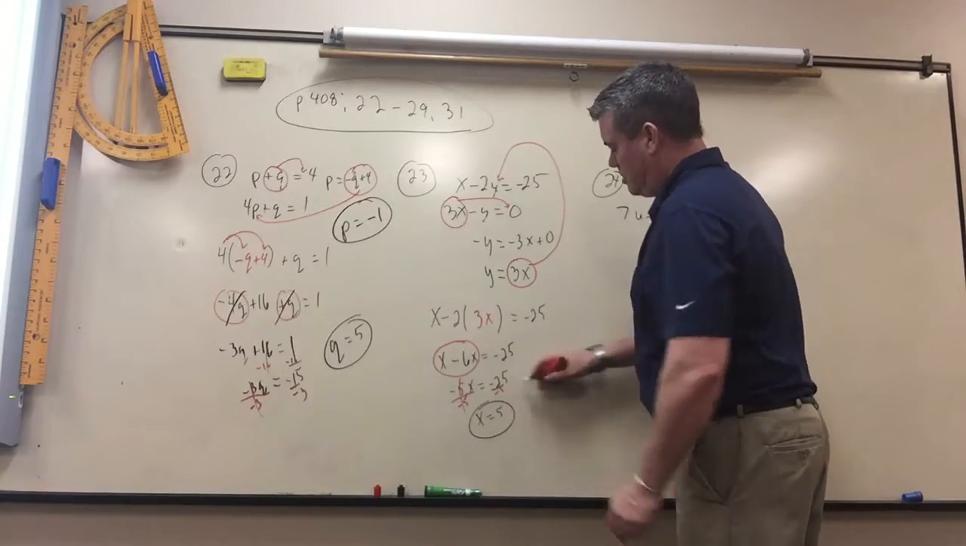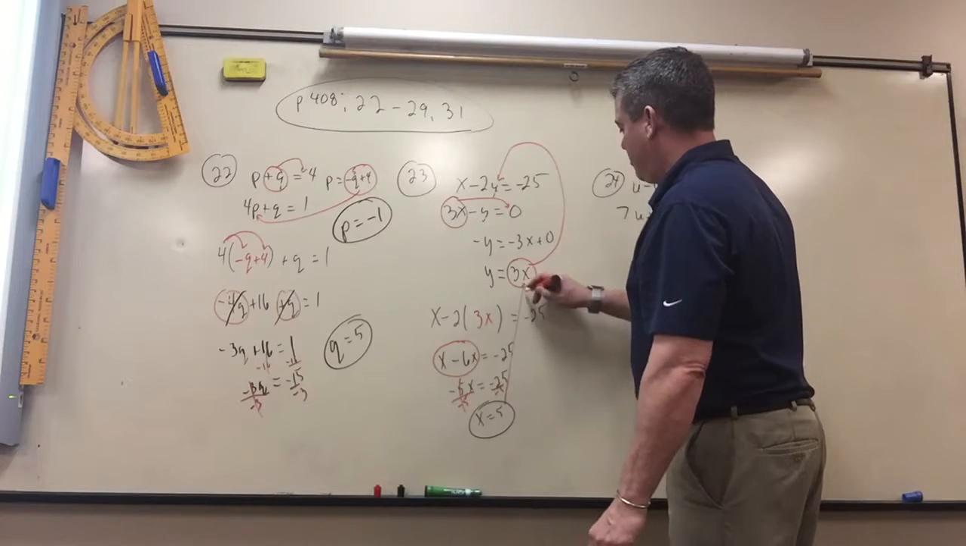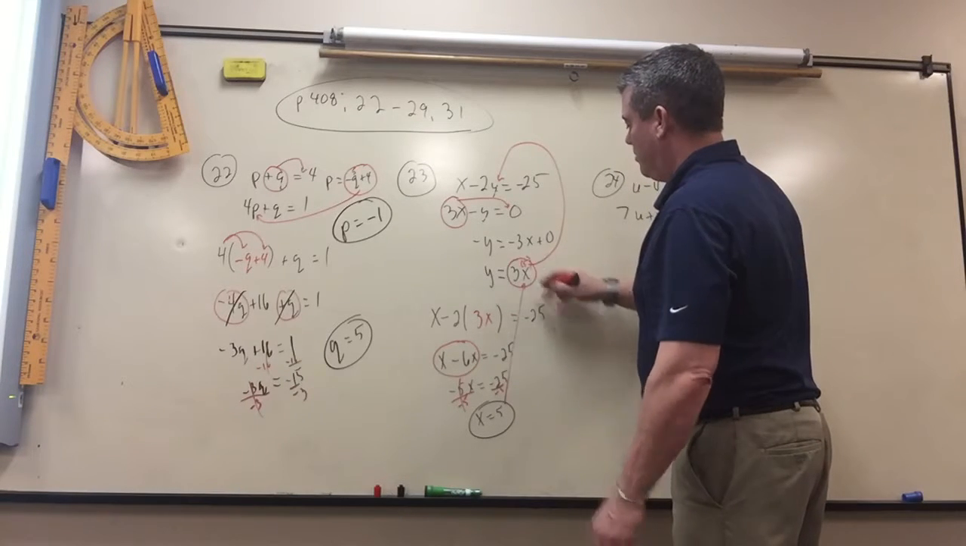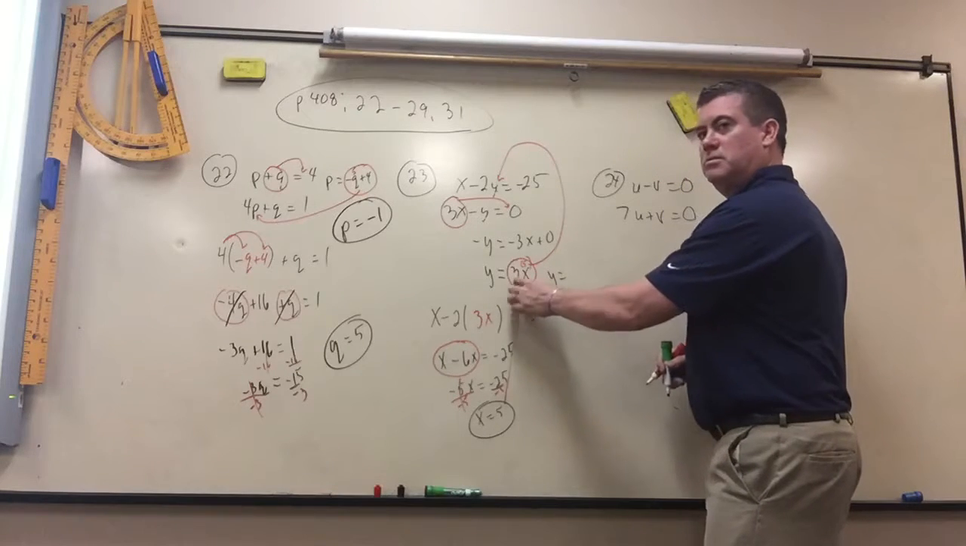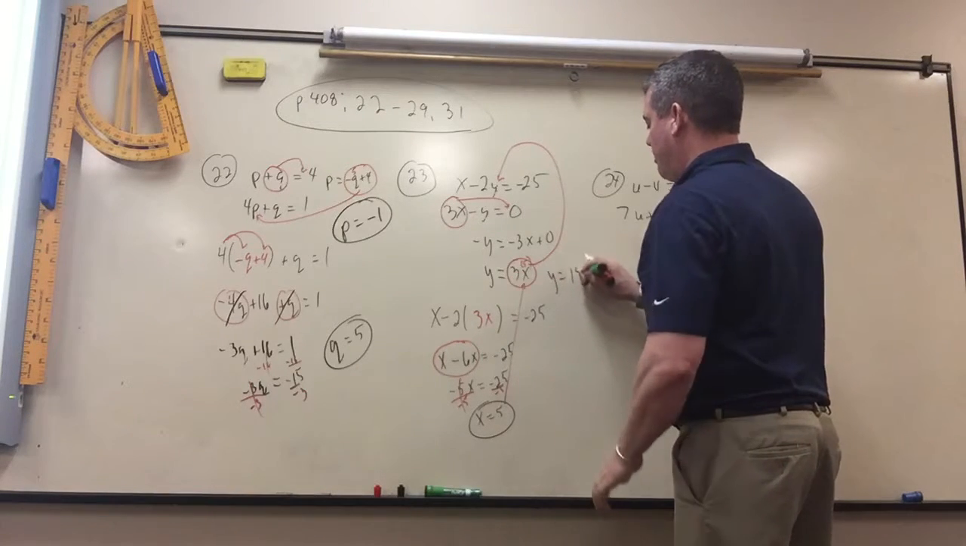Which means if I put 5 in there, y is going to equal 15, 3 times 5.